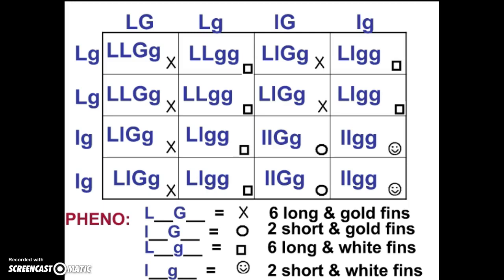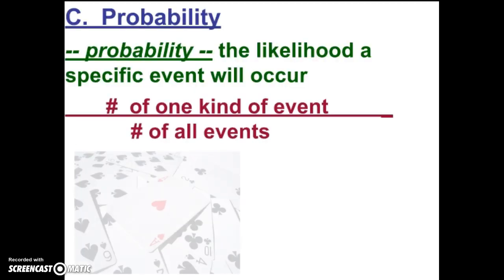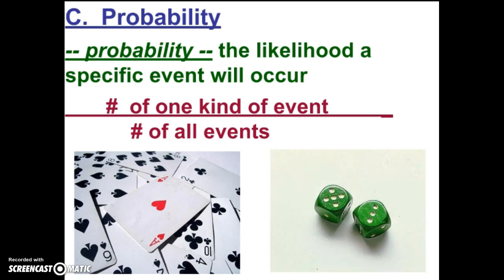We will go over how to do these in class as well. But basically what we're doing without having to actually mate things together is looking at probability. Probability is what event you're looking for, and you're dividing that between all of the possible events. So probability is the likelihood that a specific event will occur. And the Punnett squares is how we can use a paper-pencil tool to predict probabilities.